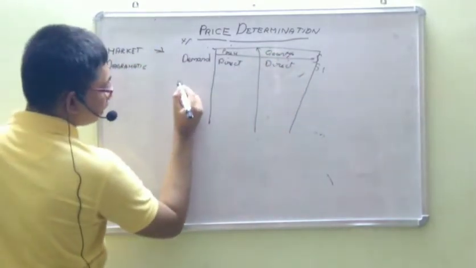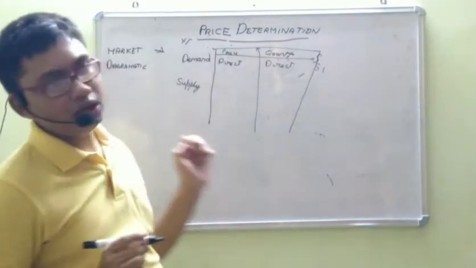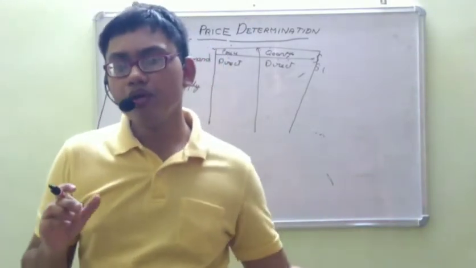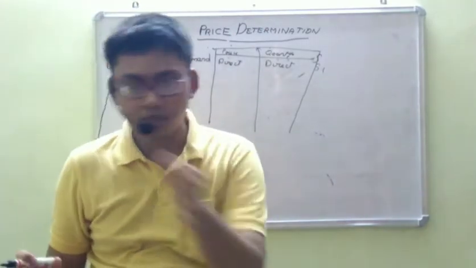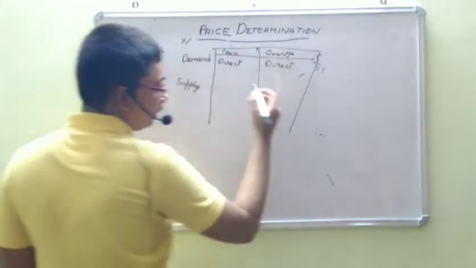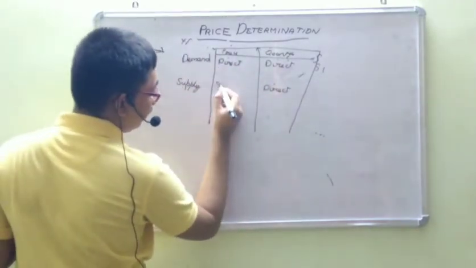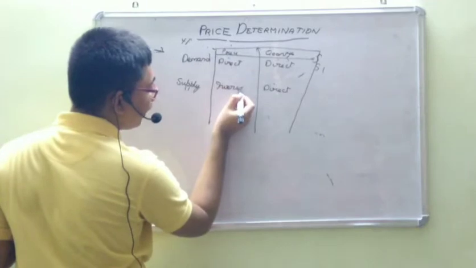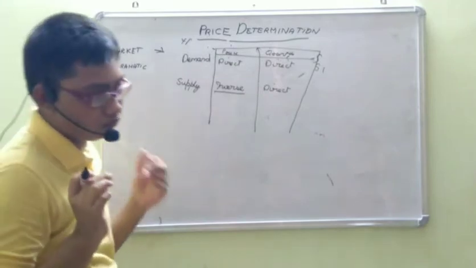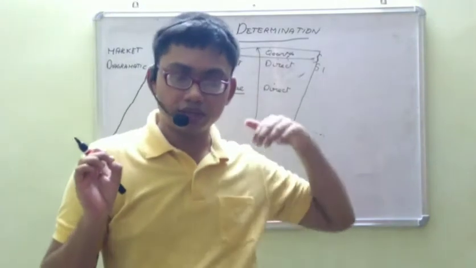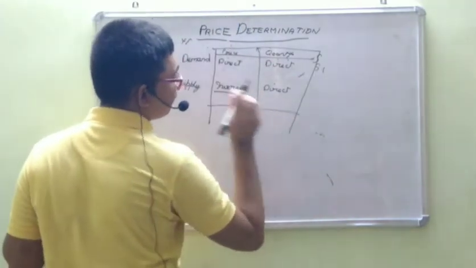Now let us take the case of supply. Whenever supply increases, quantity will rise, but price will fall. So there is a direct impact of change in supply on quantity, while there is an inverse impact of change in supply on price. Whenever supply increases, price will fall. Whenever supply falls, price will rise. So this is what we can infer from our discussion.